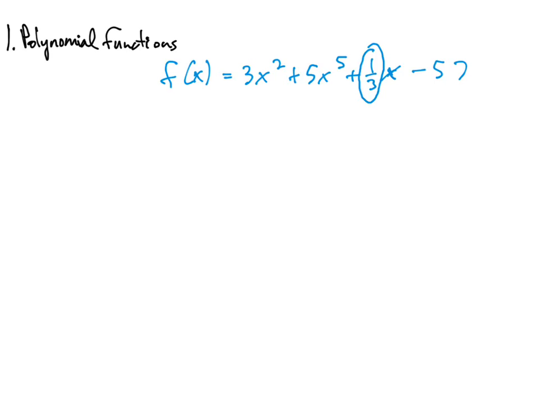This allows us to say that this is just a polynomial function. So the domain for a polynomial function is always going to be all real numbers. No matter what the polynomial function is, the domain will always be all real numbers. Now there's two ways we can write this domain.